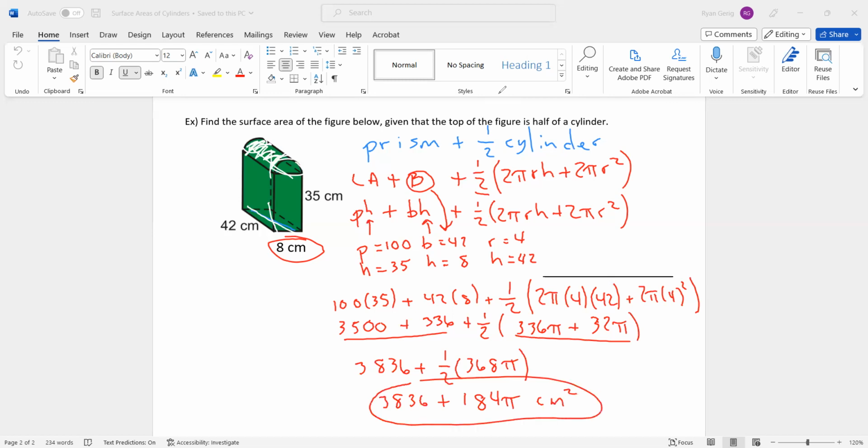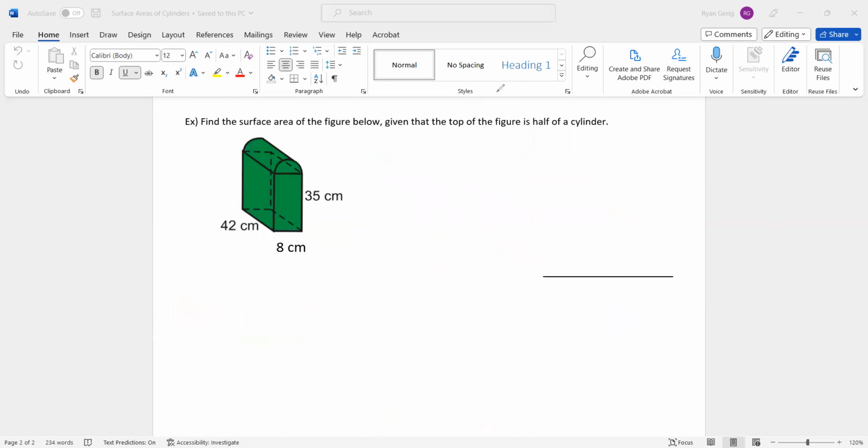If I said round to the nearest tenth, that would be 3836 plus 184 pi, which is 4414.1. So I'll write that over here so you can see it: 4414.1 centimeters squared. Now, I'm not expecting you to be experts on that right away. Please be able to follow it though, and keep practicing it. Don't shy away from those problems. And that's it for cylinders. I'll move on to pyramids next.